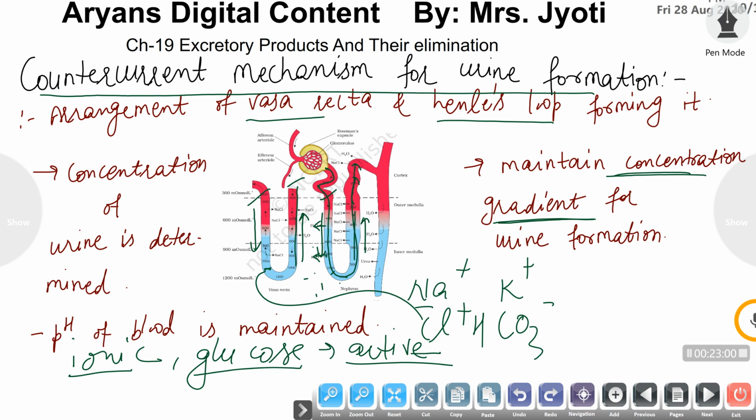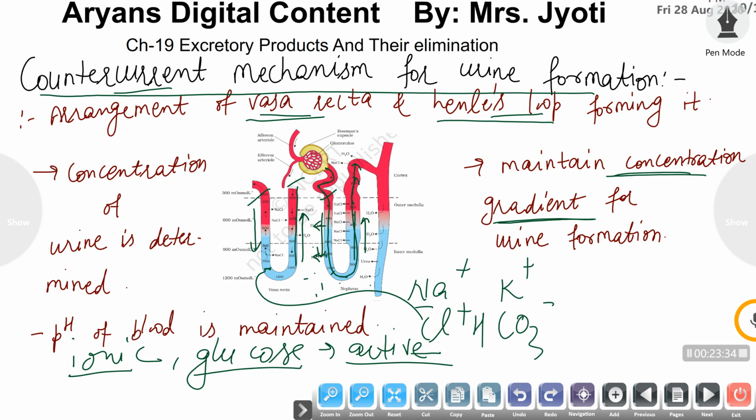The ascending limb of the loop of Henle is permeable to urea too, meaning some amount of urea is absorbed back by the blood so that the concentration of the matrix, blood and urine can be maintained. To maintain this concentration gradient is very important, and it is maintained by the countercurrent mechanism of the vasa recta and the loop of Henle.